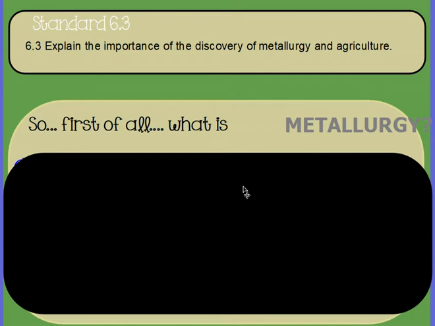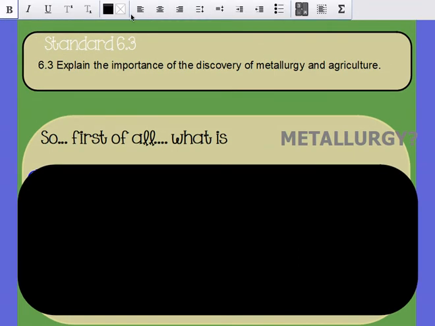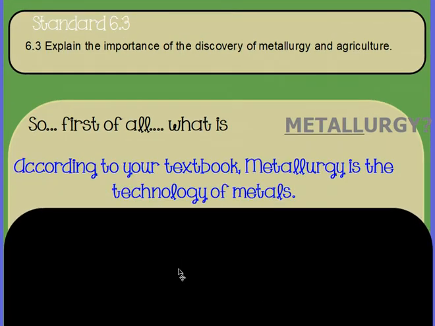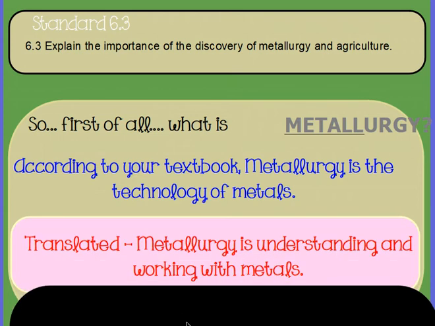Alright, so first of all, what is metallurgy? Well, there's a root word in there that you should recognize. Let me underline it here. Do you see it? Metal. So that should give you a really big hint. According to your textbook, metallurgy is the technology of metals. Okay, so what does that mean? The technology of metals? According to Wills, metallurgy is the understanding and working with metals.